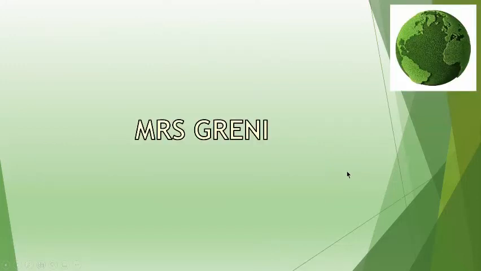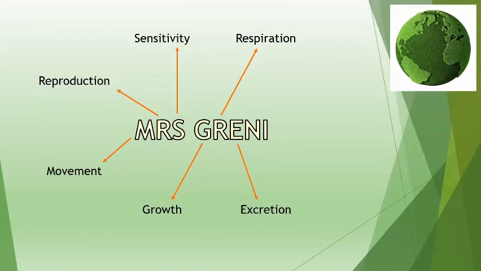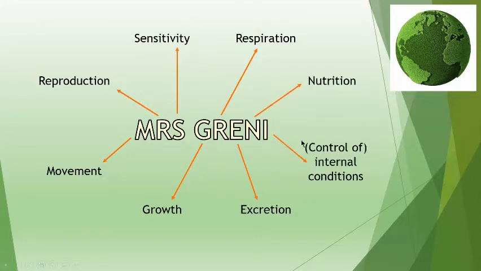Alright, so we use Mrs. GREN or Mrs. Gren. Just in my class of double award science, we used Mrs. GRENI. So M for movement, R for reproduction, S for sensitivity, growth, respiration, excretion, nutrition, and control of internal conditions. Okay, so these 7 or actually 8 characteristics are for every living thing on Earth.